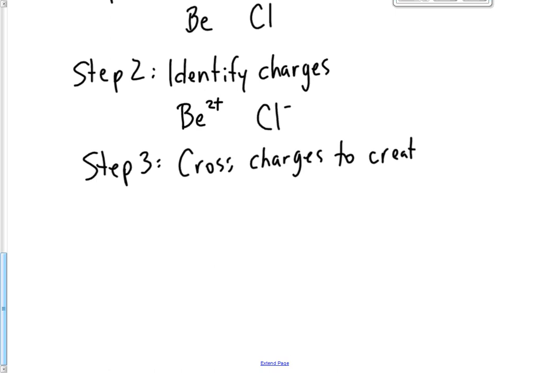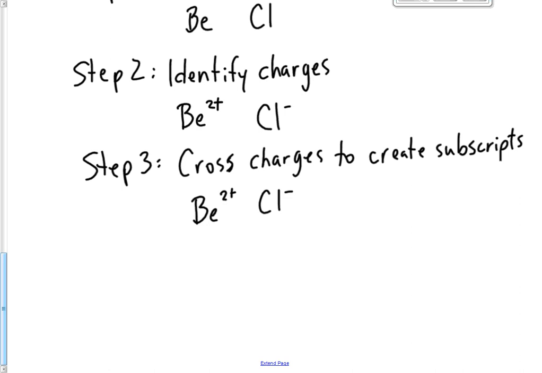Create subscripts. All right, so you're going to cross charges to create subscripts. So I'm going to show you what that looks like. You've got Be2+, and you have Cl-. Okay, so what I mean when I say cross the charges.